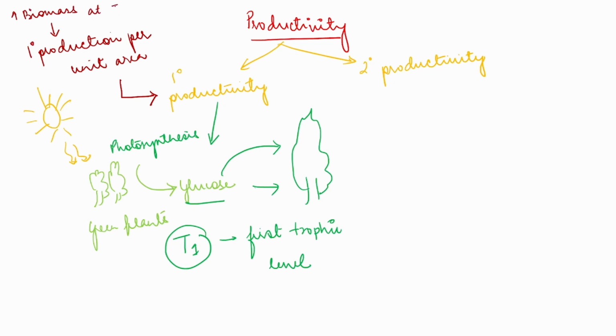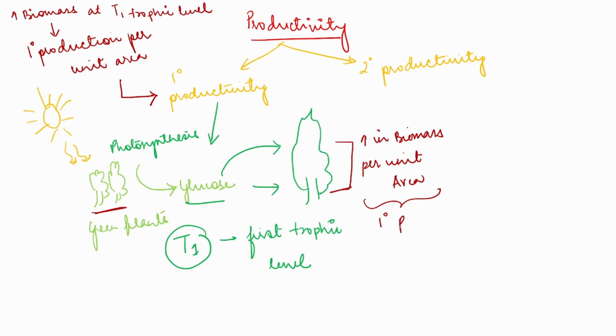at the T1 trophic level. That means this plant produces glucose, right? After utilizing glucose, how much it grows, how much biomass has increased, that is what we call primary production. The increase in biomass per unit area we call primary production. And when we define this primary production with time, we call it primary productivity.